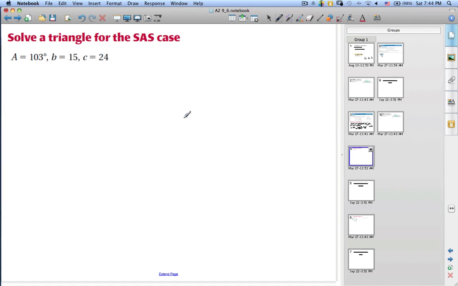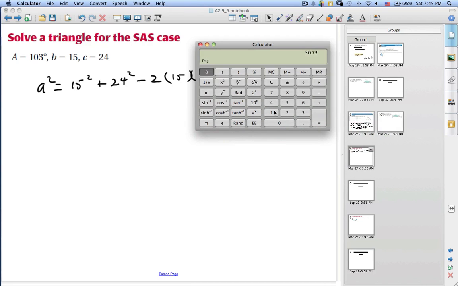Okay, so let's do another problem like that. So I have two sides and an angle. I happen to have the same two sides, so I have a squared equal to b squared, which is 15 squared, plus c squared, which is 24 squared, minus 2 times b times c times the cosine of A, which is 103 degrees. Okay, so again, I'm going to do this in pieces.